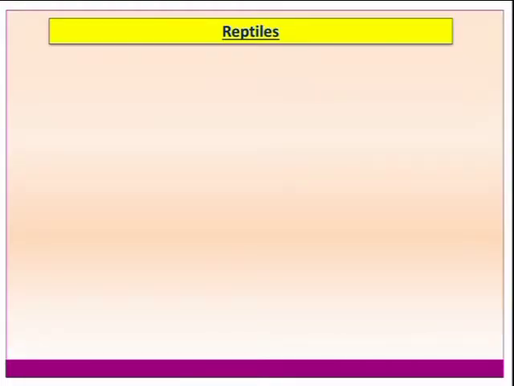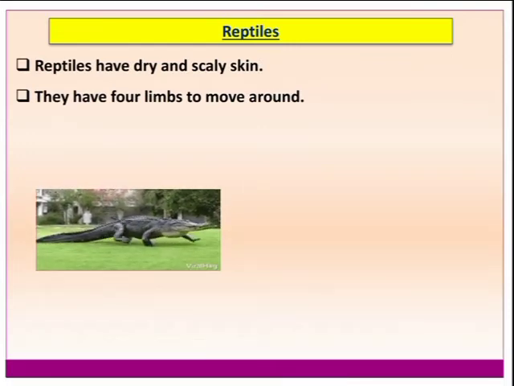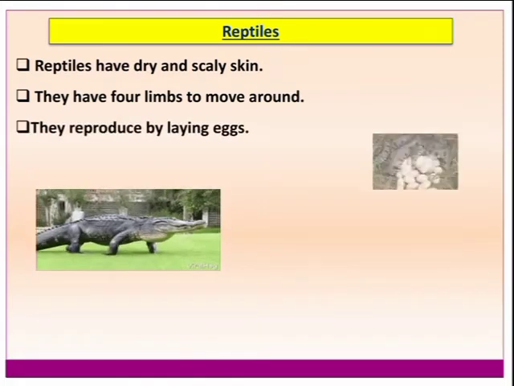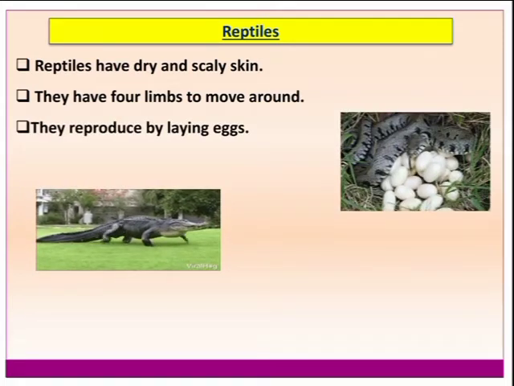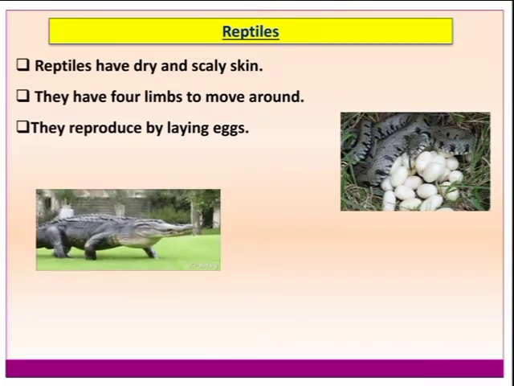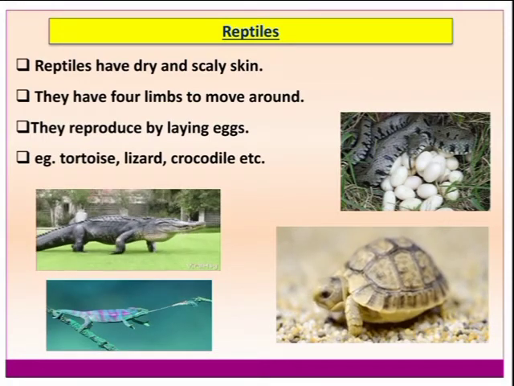Another class of vertebrates are the reptiles. Children, reptiles cannot breathe under water. Even reptiles that live in water must come to the surface to breathe. Their skin is dry and also covered with rough scales. They have four limbs to move around, except snakes. Like fish and amphibians, they also reproduce by laying eggs, but their eggs are laid out of the water. Examples of reptiles include tortoise, lizard, crocodile, etc.